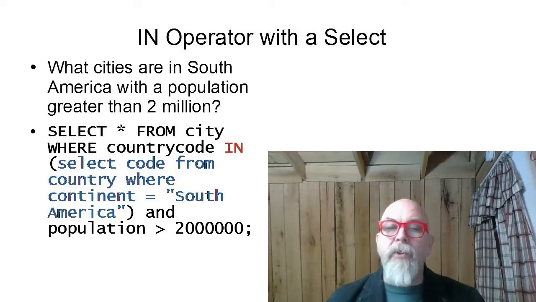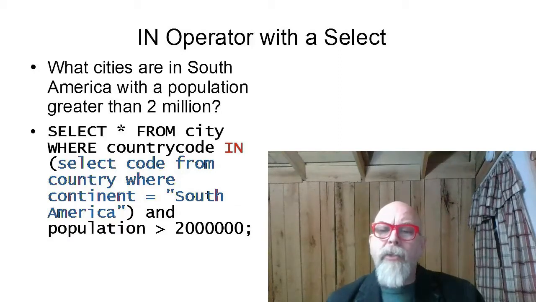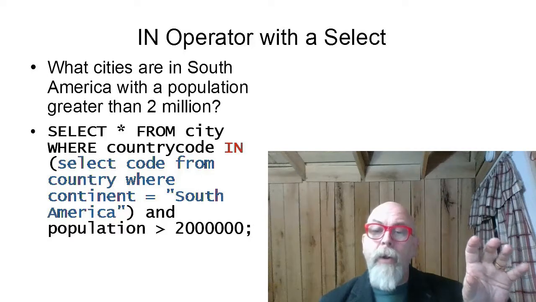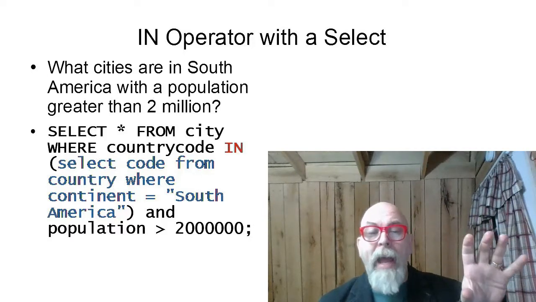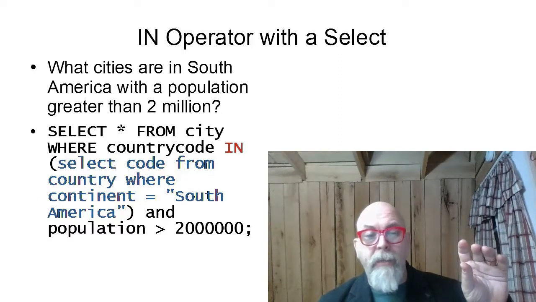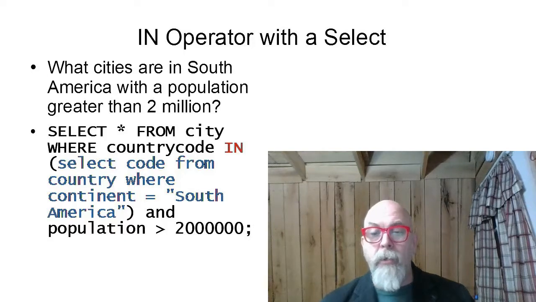Here is a second version of the in operator, only this time in the parentheses I actually have a second select statement. Take a look at that inner select, which I have highlighted, and see that it selects a list of country codes from the country where the continent is South America. So that's going to give me a list of all of the countries in South America. It does that blue query, or that highlighted query, first before it does the outer query of finding all of the cities in that list of countries with a population of greater than 2 million.